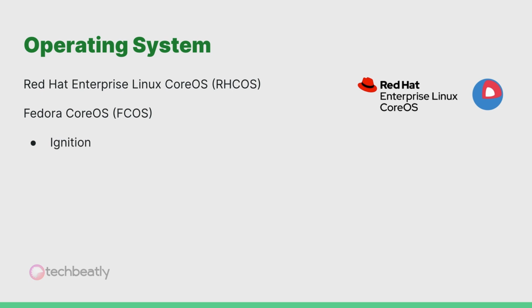OpenShift uses Ignition as a first boot system configuration, and this Ignition will help to bring up machines and configure them automatically. OpenShift uses CRI-O as the container runtime, which is a Kubernetes native container runtime. So you do not need to worry about the Docker container engine, as CRI-O will help to start and manage the container in OpenShift. CoreOS also comes with Kubelet, which is the primary node agent for Kubernetes responsible for managing containers on nodes.